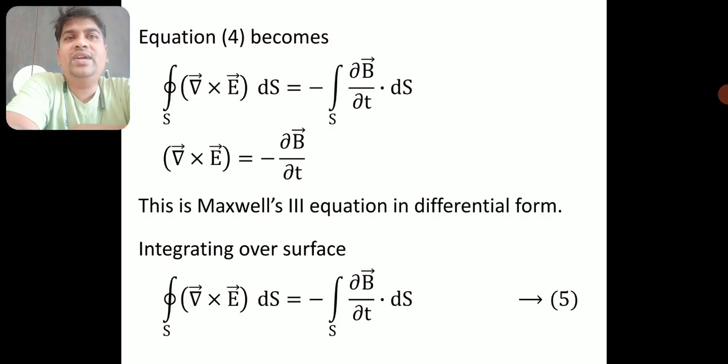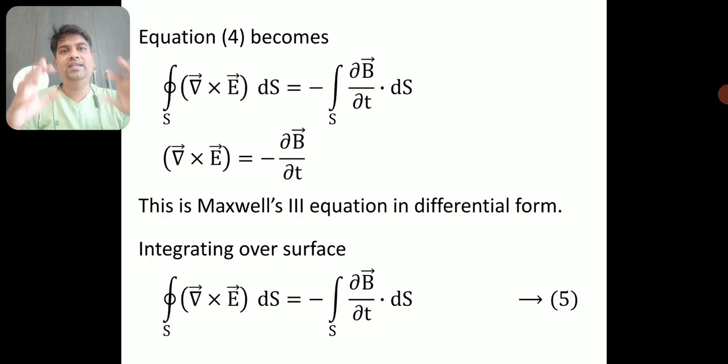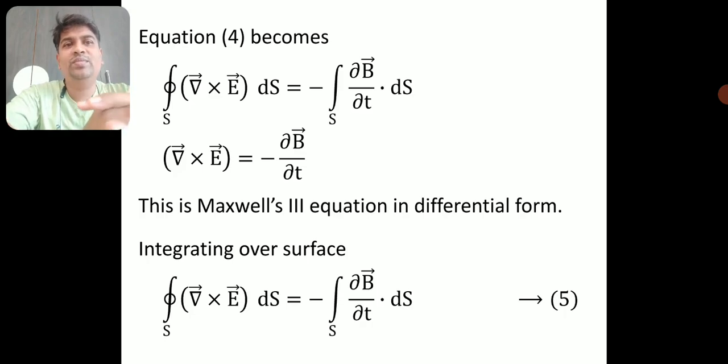So on both sides I got a surface integral. Now these quantities on the left hand side and the right hand side are inside a surface integral, so I can easily equate these two quantities. I can say curl of E is equal to minus ∂B/∂t. Because both are surface integrals, I can write curl of E as minus ∂B/∂t. So this is Maxwell's third equation, and this is the differential form of Maxwell's equation.